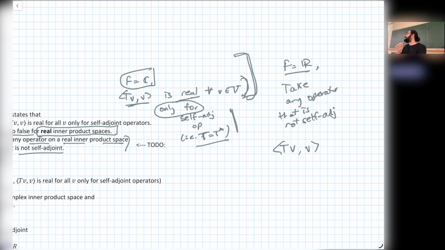Is the statement clear? The statement is that this TVV is real for all V in the vector space. If you're in the complex space, then you have to put some constraint on the T. Otherwise, this property will not be true in general. But if you're in the real space, obviously this property is true for all T's because it's just an inner product in the real space. That is all I'm saying. Nothing very complicated. Is that okay?